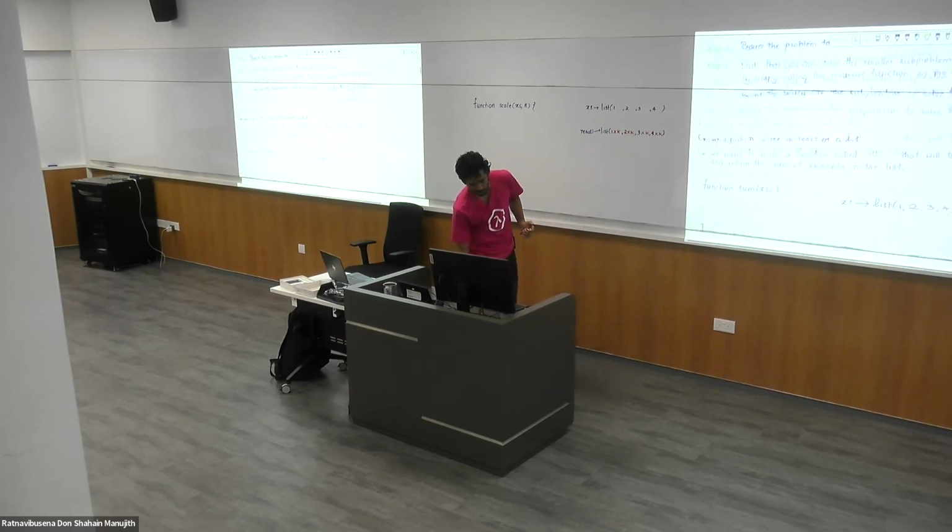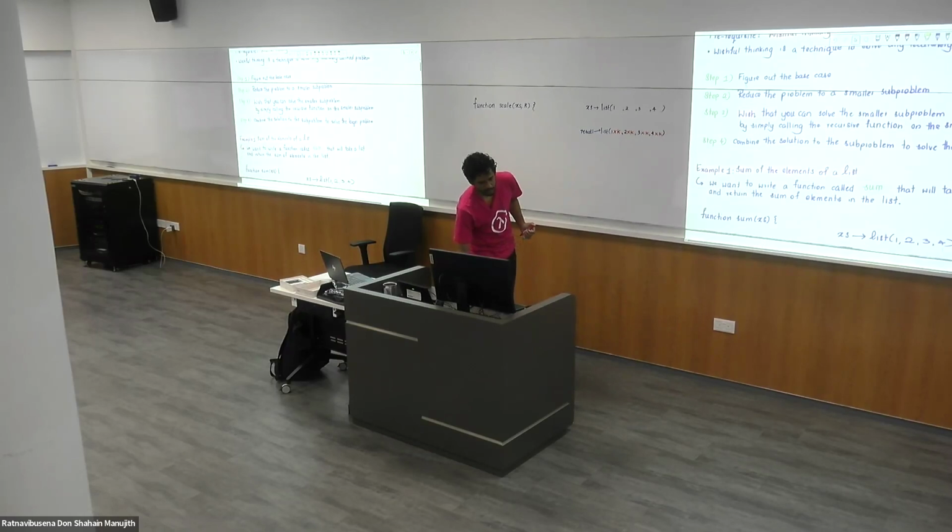Recall, it is to reduce the problem to a smaller subproblem. Forget about figuring out the base case and focus on step 2. We need to reduce the problem to a smaller subproblem, and then wish that we can solve the smaller subproblem by simply calling the recursive function on it. Then you combine the solution of the smaller subproblem to solve the larger problem. Now let's go back.